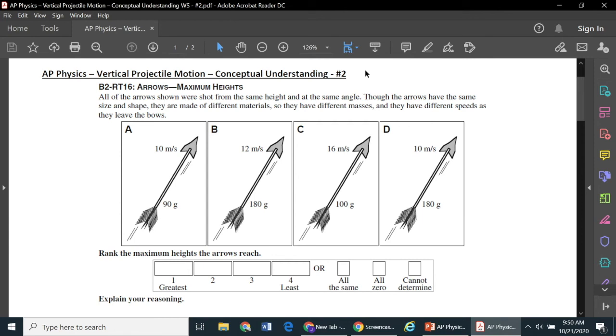It says all the arrows shown were shot from the same height and the same angle. Though the arrows have the same size and shape, they are made of different materials, so they have different masses, and they have different speeds as they leave the bows. The question says, rank the maximum heights the arrows reach. I'd like you to take a couple minutes here to fully develop a response and an answer for the ranking. And when you hit play, we'll go over it.